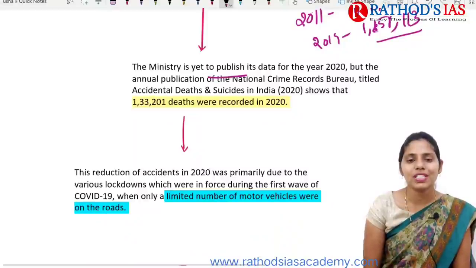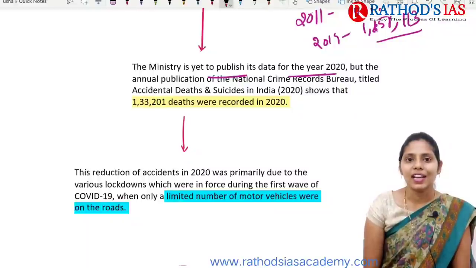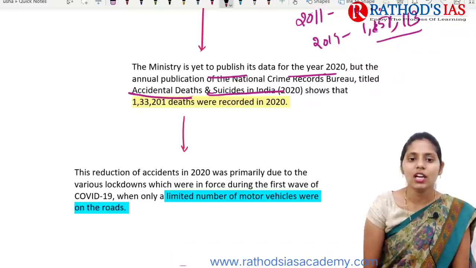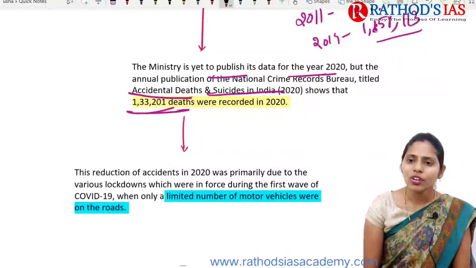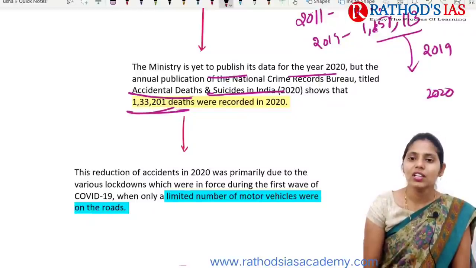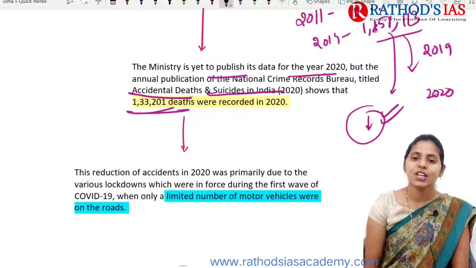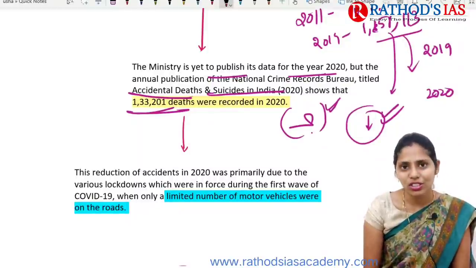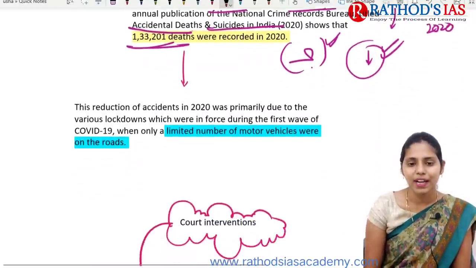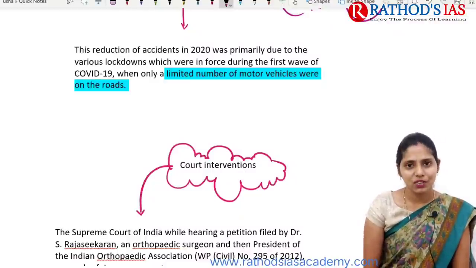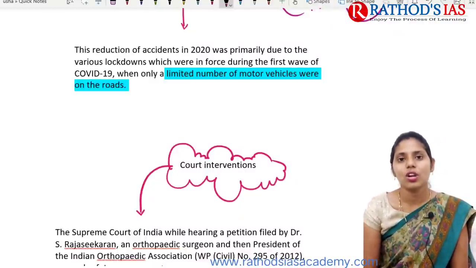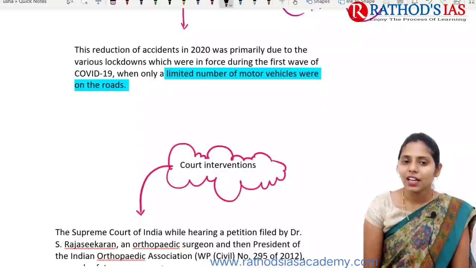The ministry is yet to publish the data for the year 2020, but the annual publication of the National Crime Records Bureau, Accidental Deaths and Suicides in India, shows about 1,33,201 deaths. So if you compare 2019 and 2020, there was a somewhat decreasing number of deaths. So what might be the reason? What are you thinking? The reason here is the COVID-19 pandemic. Because of the COVID-19 pandemic, a nationwide lockdown was imposed across the country, and many states also took certain steps mainly to control the transmission of COVID-19, and that led to a limited number of motor vehicles on the roads.